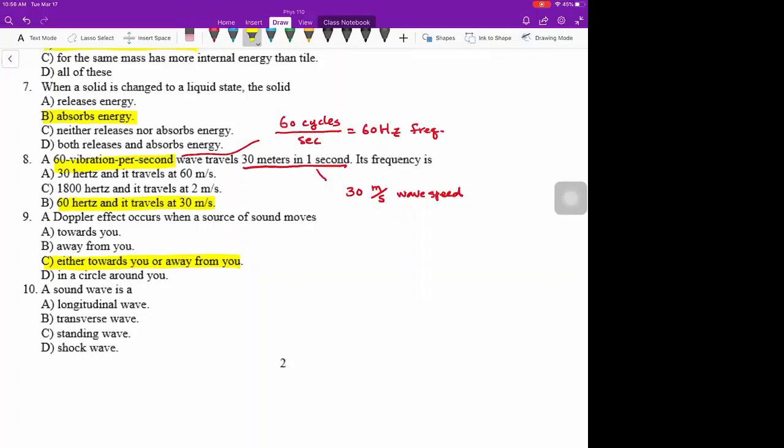Okay, the last one: a sound wave is a longitudinal wave. Okay, it's longitudinal. A transverse wave is this kind of wave. This is a transverse. Longitudinal will be like this. This will be more like longitudinal.